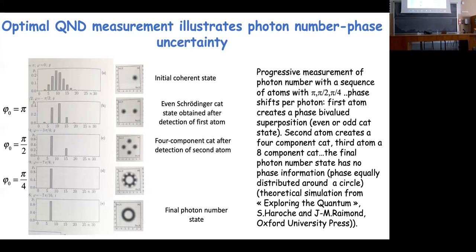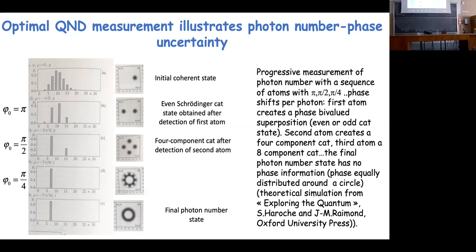So you see that you have gained some information about the photon number. You know that there is no 1, 3, 5 photon, and you have lost some information about the phase. Instead of 1 phase, you have 2 phases. Then you send a second atom with a pi/2 phase shift per photon. So you decimate another photon number here, but now you have 4 phases because each of these phases is split into 2. The third atom will leave only 1 photon number, and now you have lost information about the phase.